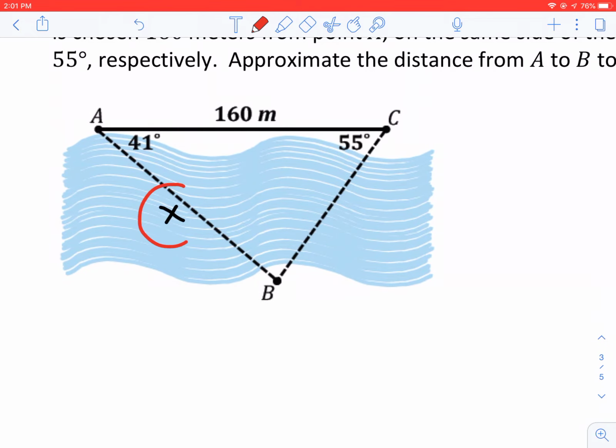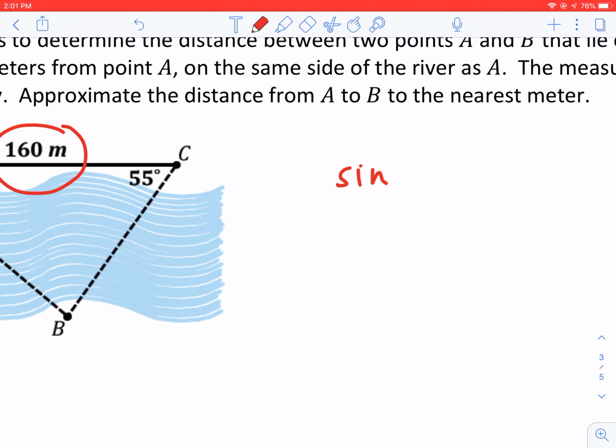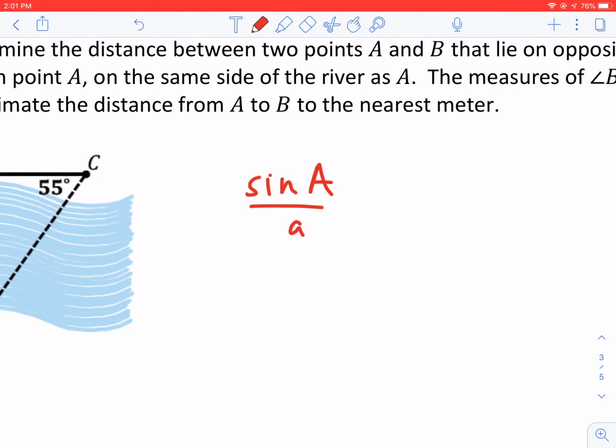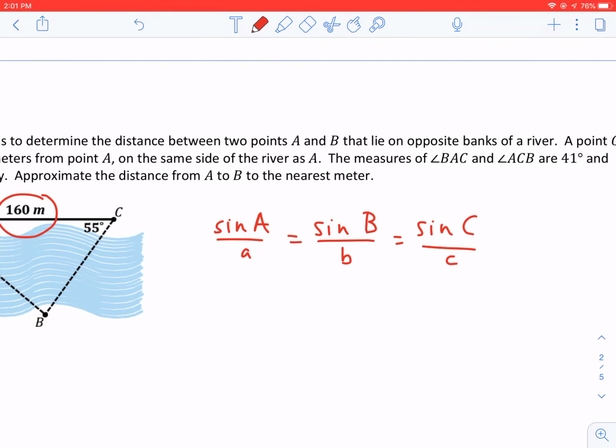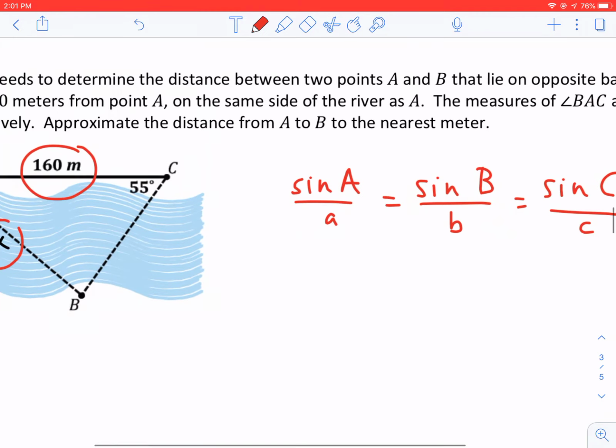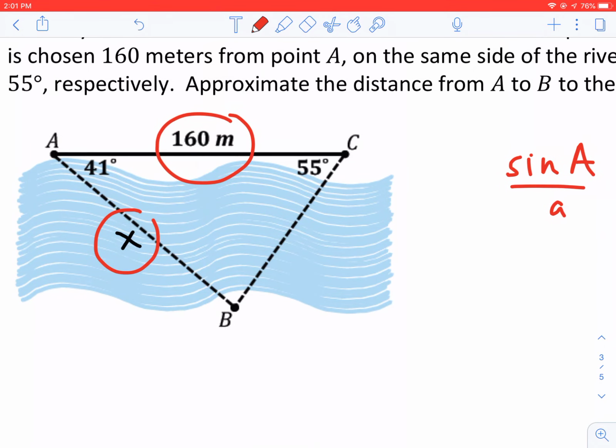So I'm looking for x. I have 160 meters. Let's think about which two angles we want to use. We know the sine of A over a is equal to the sine of B over b is equal to the sine of C over c. So we need an angle and opposite side pair. Which pairs do we have? We have this side, and its opposite angle is this one.